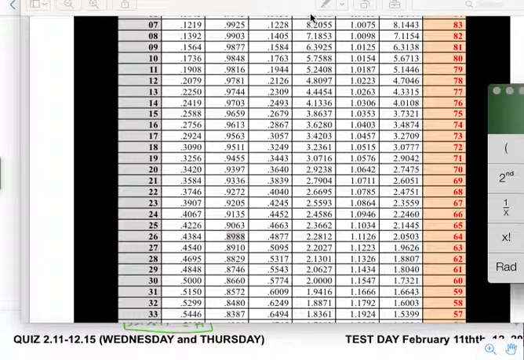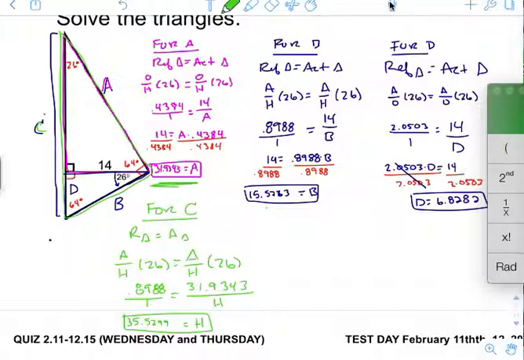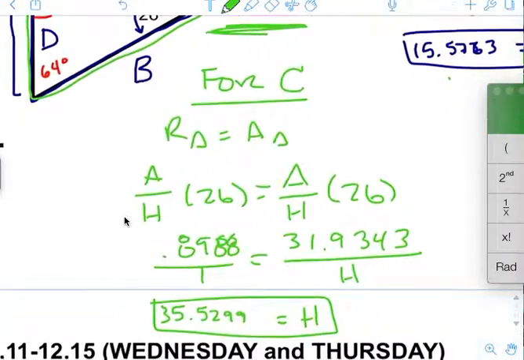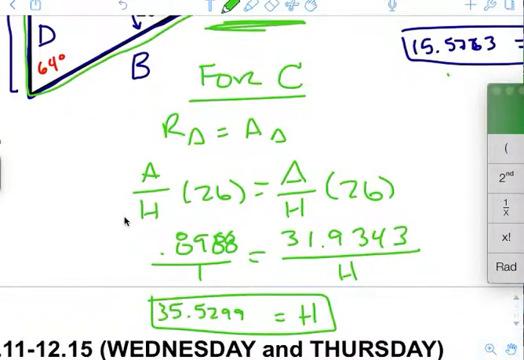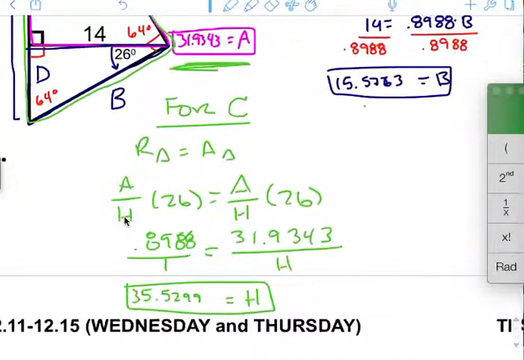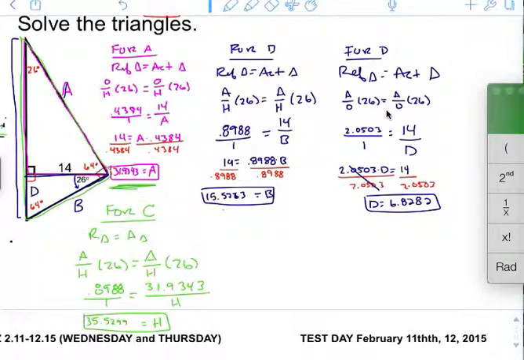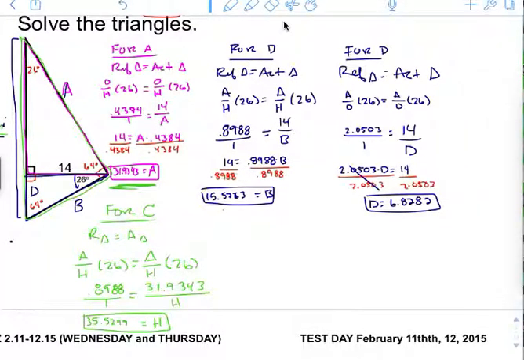Oh my god, I did it again. I'm so sorry. So, to solve for C, I have 0.8988, and I just did some cross multiplication to get the value of H to be 35. I'm sorry, guys, it's about 11 at night, and I am tired. Sometimes when you solve math and you're tired, you make mistakes like that, which I'm sorry for.